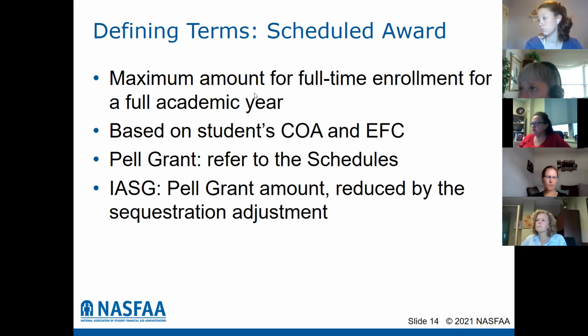So let's talk about scheduled award. The scheduled award is the maximum amount for full-time enrollment for a full academic year. Again, it's based on your cost of attendance, your EFC. For the Pell Grant, you want to refer to those schedules. You remember when we were talking about full-time, three-quarter time, half-time, less than half-time, and the EFC, that's how you're determining who's eligible. And the annual scheduled award, the Pell Grant amount, remember, is reduced by sequestration. So remember that chart that we just went over in that 5.7. If you do have one of those, you do have to reduce the amount.